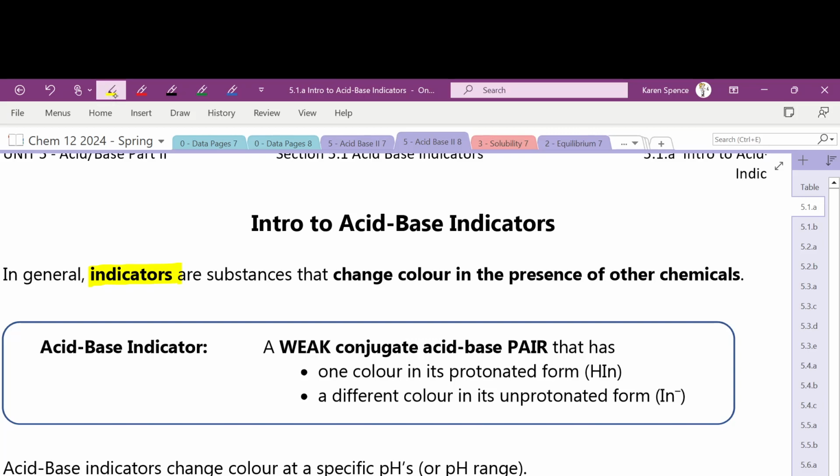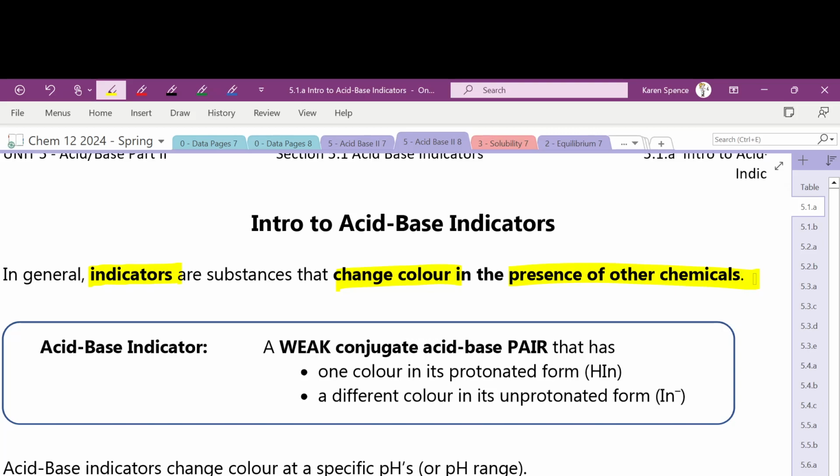At any rate, indicators change color in the presence of other chemicals. So in our solubility unit, we had the chromate ion, which changed to a red color in the presence of silver. Do you remember that one? Yes. Okay.